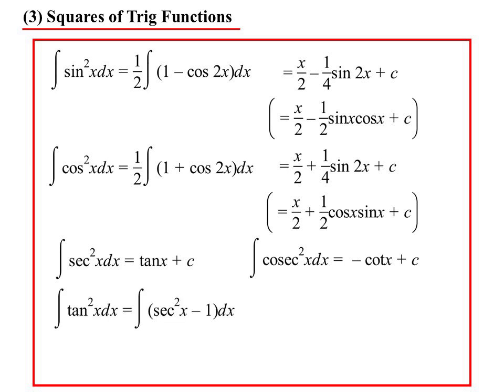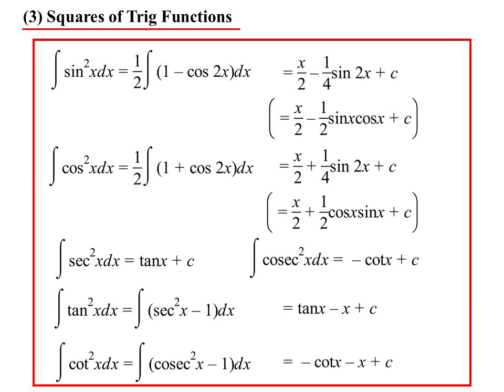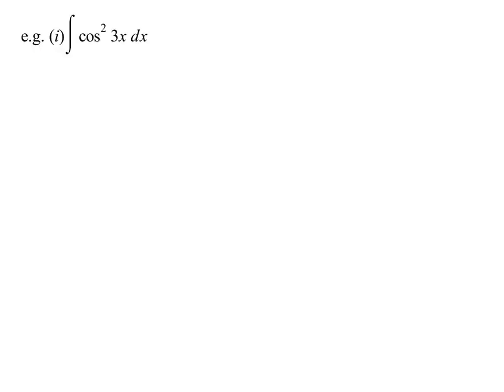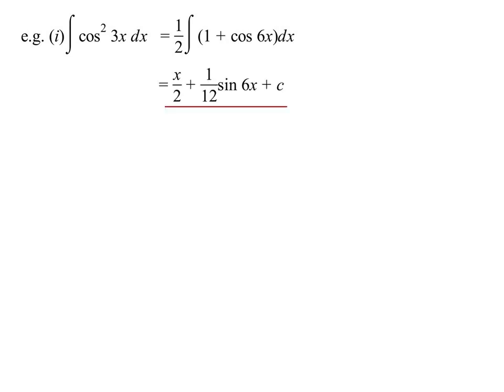Tan squared, well I could use a trig identity, that's sec squared minus 1, so it will become tan x minus x, which means cot squared should end up with minus cot. Now notice the x doesn't change sign, because that's not a trig ratio. It's the trig ratio that changes the sign. So we get minus cot minus x for that one. Cos squared of 3x. Okay, I'll use my double angle result. I get a half of 1 plus cos 6x, and that I can integrate quite easily.